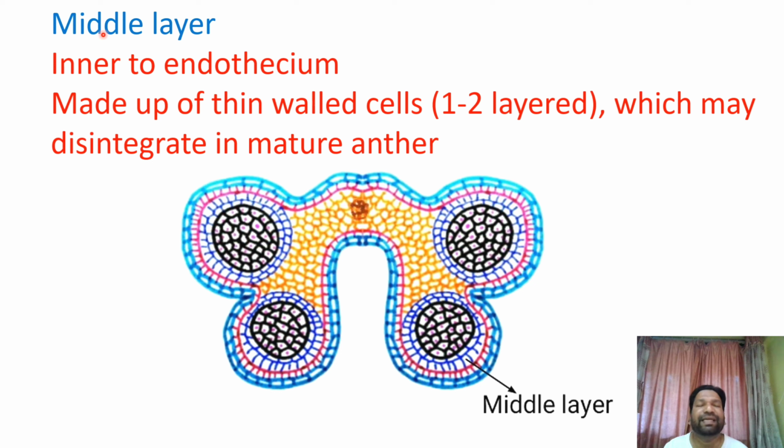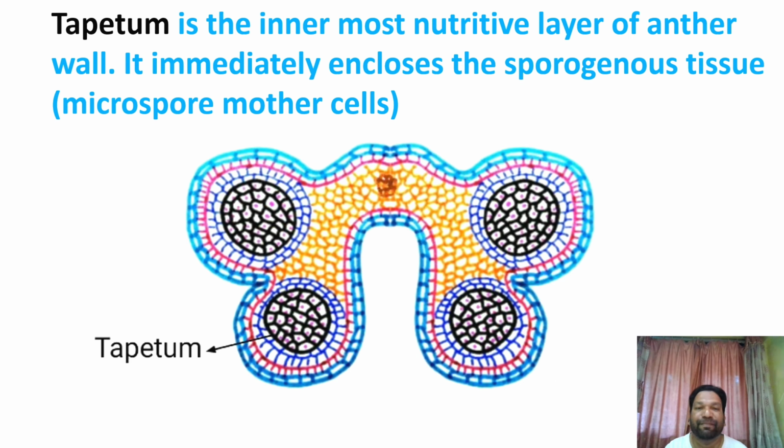Middle layer, it is inner to the endothecium. You can see over here, it is made up of thin-walled cells, 1 to 2 layers, which may disintegrate in the mature anther. The third one is the middle layer, present between endothecium and tapetum.